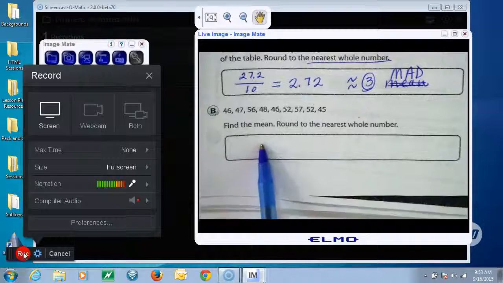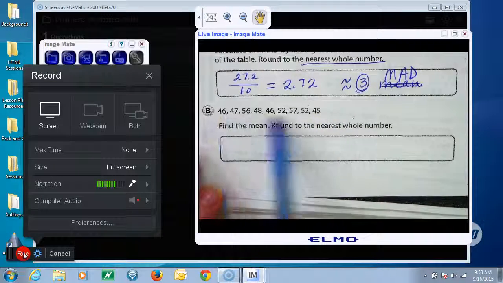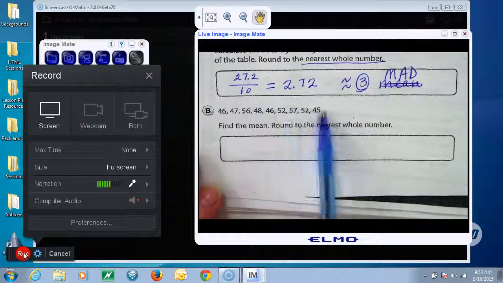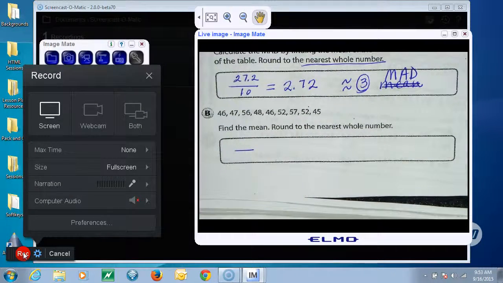Okay, now on B. Now we're going to start over with a new list of numbers. We're going to take these numbers. We're going to find the mean. Everybody go. Add. And divide.